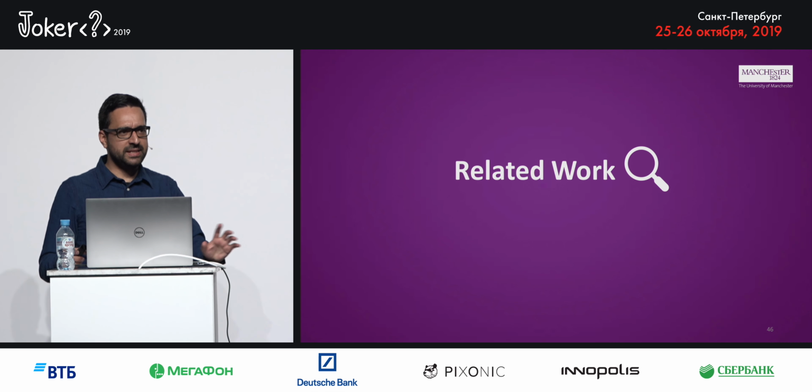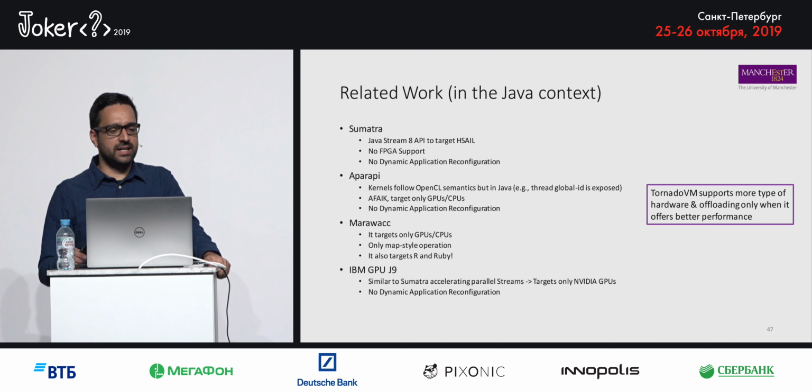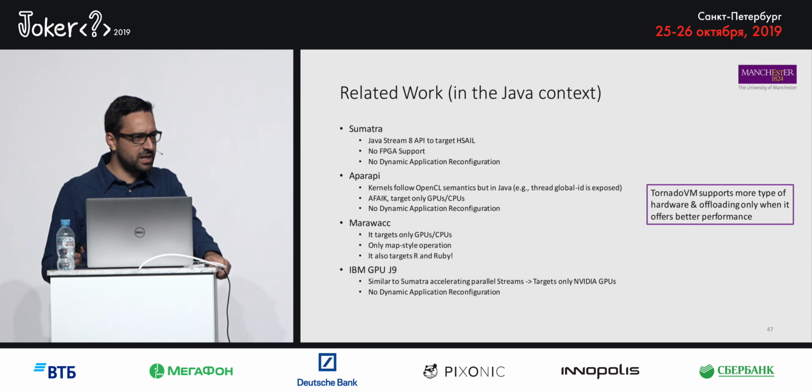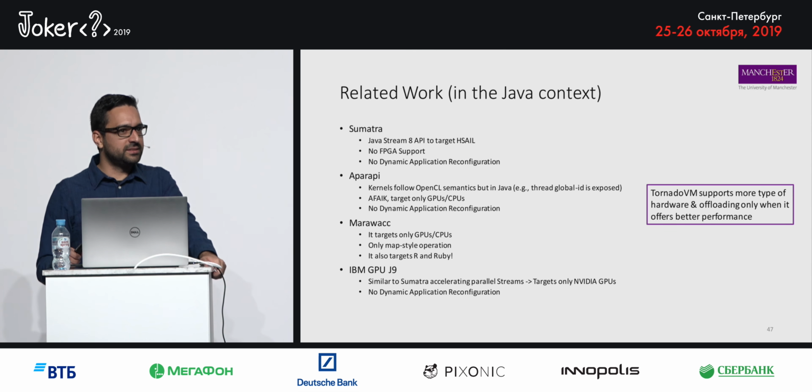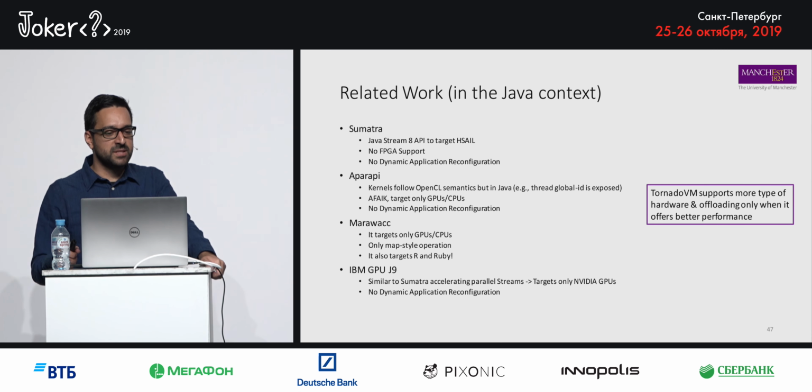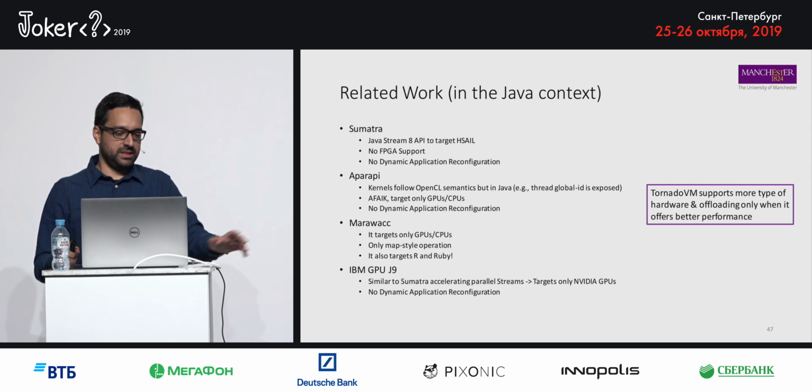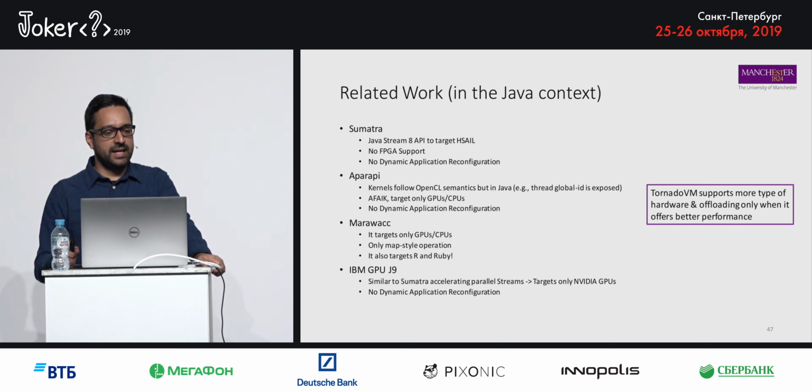Okay, so let's talk a bit about related work. You might hear about Sumatra, perhaps Aparapi. There is one other compiling production, it's called IBM GPU JNI. Sumatra, well, it's a dead project now. I think Aparapi, some people are actually using it.